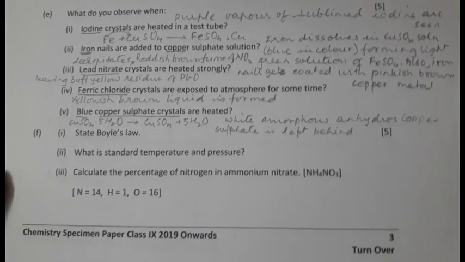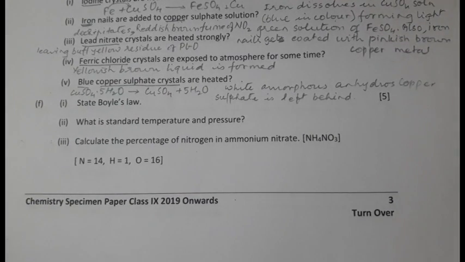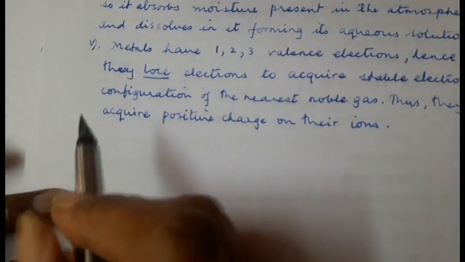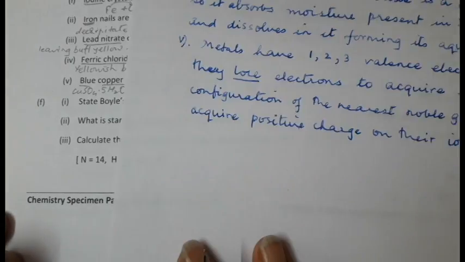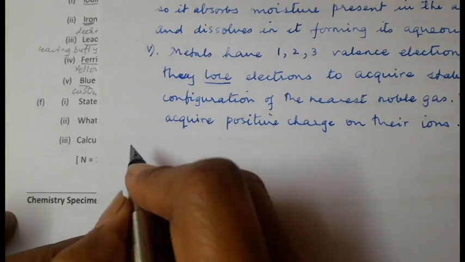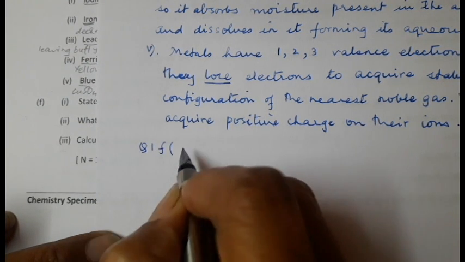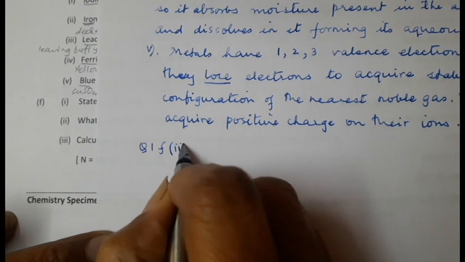Come to the third one. Now this is where we have to calculate the percentage of nitrogen in ammonium nitrate NH4NO3. Now the percentage of nitrogen, the first thing you will need to do is find the molecular weight. So we will start with, it is question 1F. So question 1F, this is the third subpart.